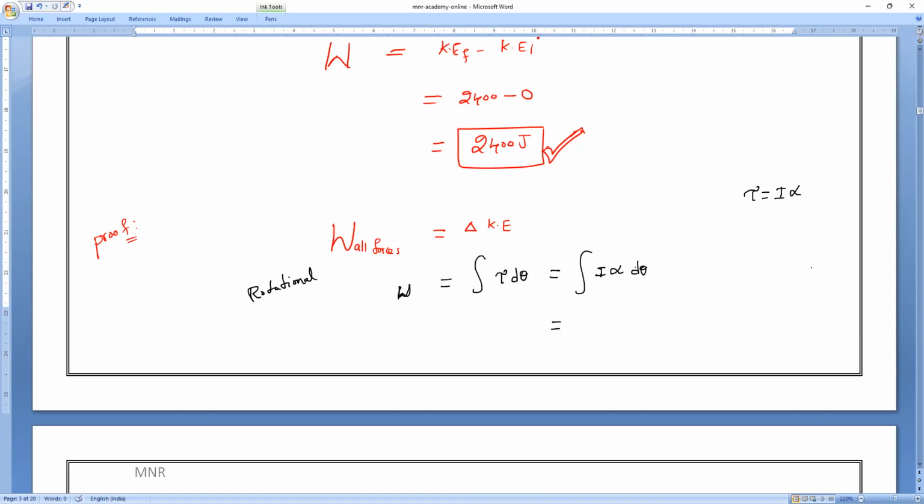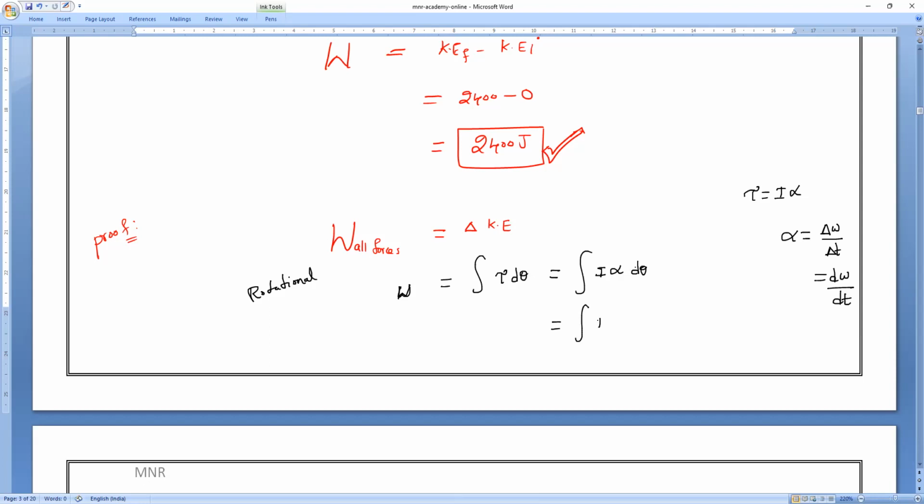Now we all know alpha equals what? Change in omega divided by change in time, that is dω/dt. Change in angular velocity divided by time period is the angular acceleration alpha. Right or wrong, guys? Everybody? Yes, please.